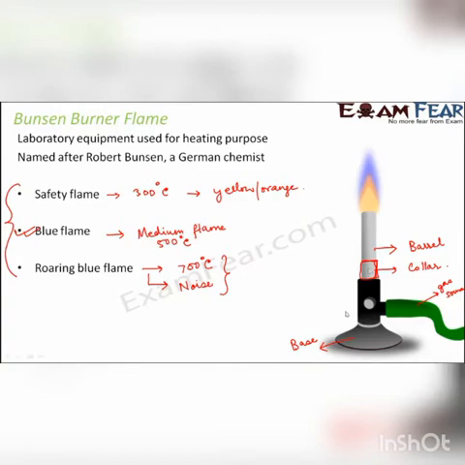Other than the collar, there are also valves present at the base of the burner, and these valves are used for adjusting the flame height. So that's basically how a Bunsen burner works, and these are the different flames seen in it. Similarly, for different combustible substances you see different types of flames. That's how the concept of flame works.